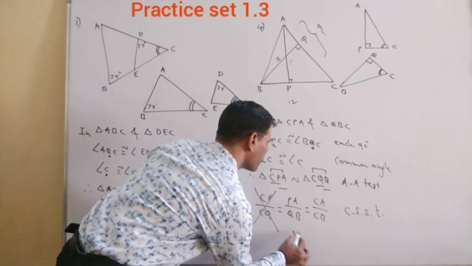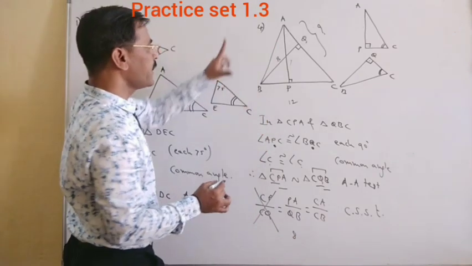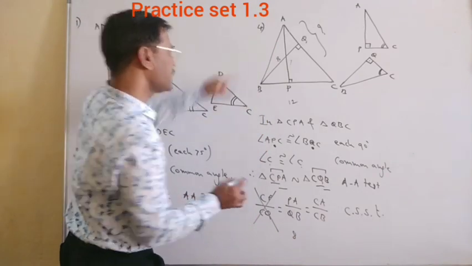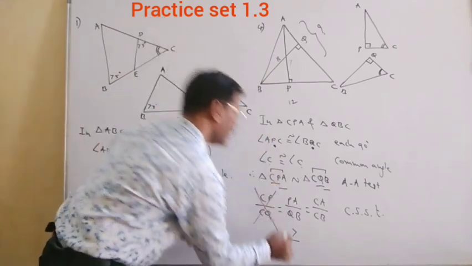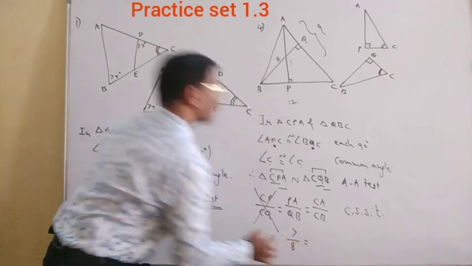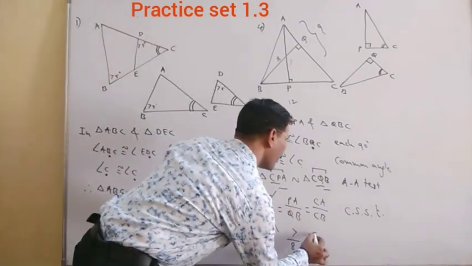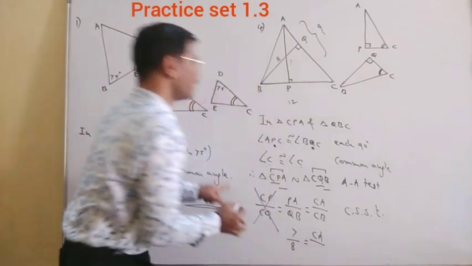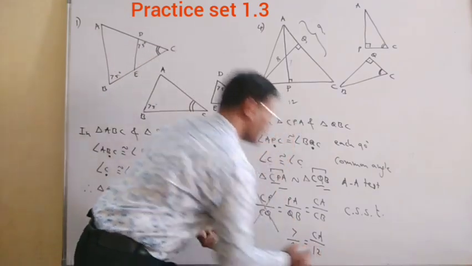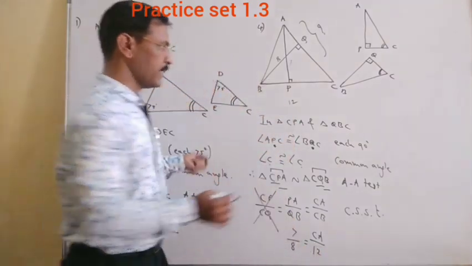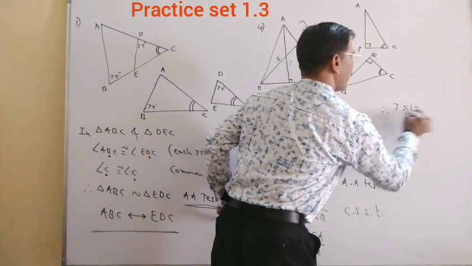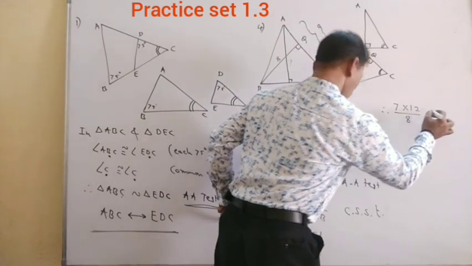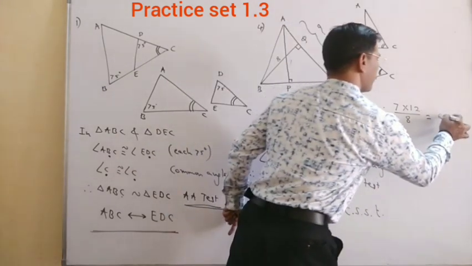PA is 7. What about QB? It is 8. What about CA? That one we are going to find. And what about CB? 12. So just take that 12 to this side. What will we get? 7 into 12 upon 8 is equal to CA.